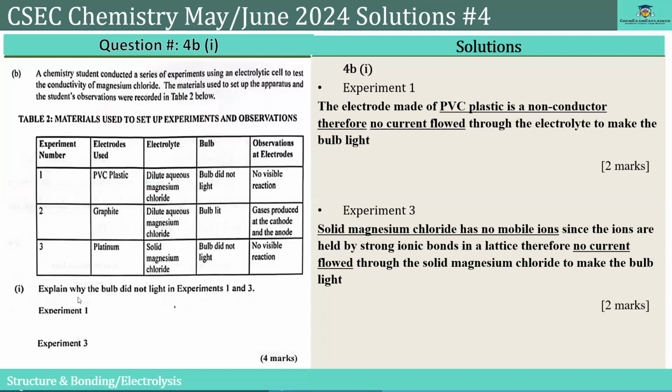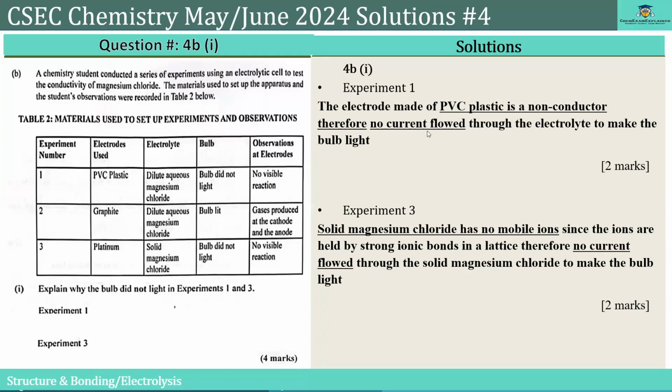Part 1. Explain why the bulb did not light in experiments 1 and 3. So let's come back to experiment 1. You see that the electrodes used are plastic electrodes. And in Test 3, we use platinum. However, our electrolyte was solid magnesium chloride. So in Test 1, plastic electrodes are not conductors, even though we have a good electrolyte. And in Test 3, we have platinum, which is a good conductor, but the electrolyte, being solid magnesium chloride, is a non-conductor.